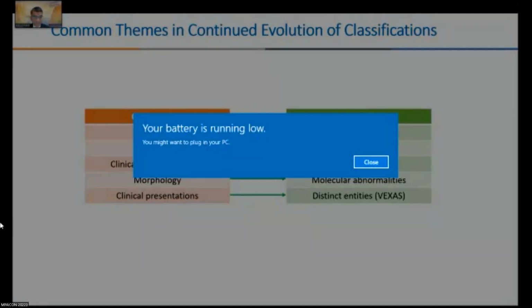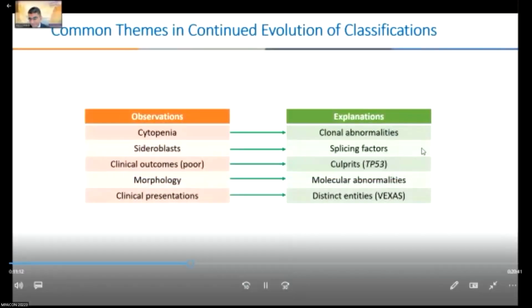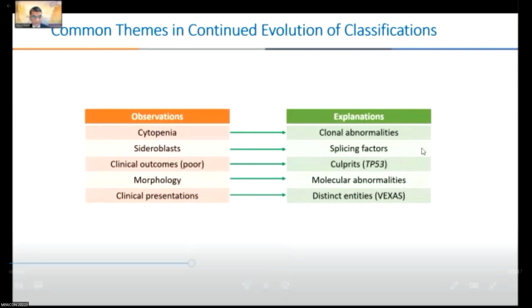We used to note a very poor outcome in a certain group of clinical conditions, and we have identified the culprits, for example, P53. So they've been added to the classification, and so forth, including some clinical presentations that are very unique. Now, with the understanding of underlying genomic abnormalities, some of those have also been added to the classification, such as the VEXAS syndrome.